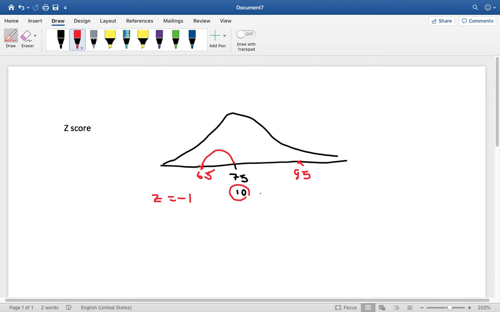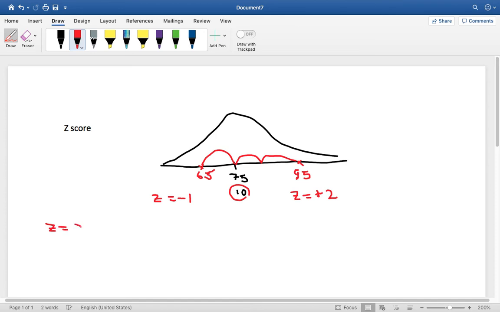How about this student over here? How many sets of 10 are they above the mean? That will take us to 85, and that will take us to 95. So this student is above the mean, so their z-score is going to be plus. It's going to be plus 2 because it's 2 standard deviations above the mean. Is there a formula to help us work that out? Indeed there is, and this is the formula for z-score.